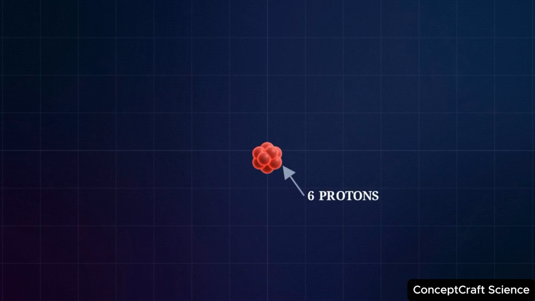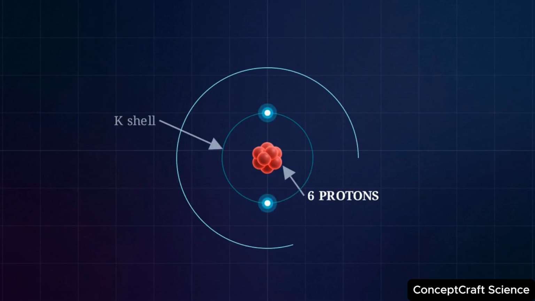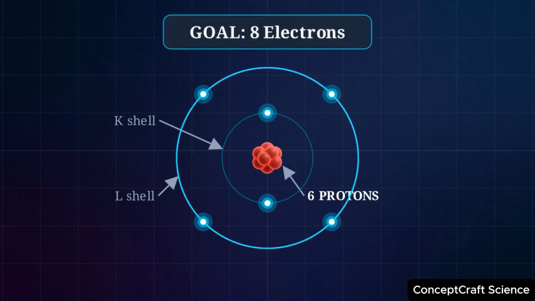Carbon has an atomic number of 6. That means it has 6 protons in its nucleus, surrounded by 6 electrons. 2 of those sit in the inner K shell, leaving exactly 4 valence electrons in the outer L shell. Like all elements, carbon's reactivity is driven by a tendency to reach a stable noble gas configuration, which requires a completely filled outer shell of 8 electrons.